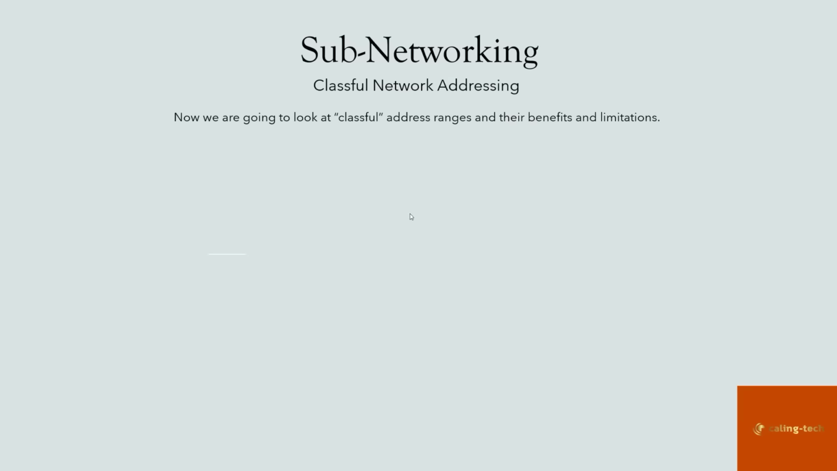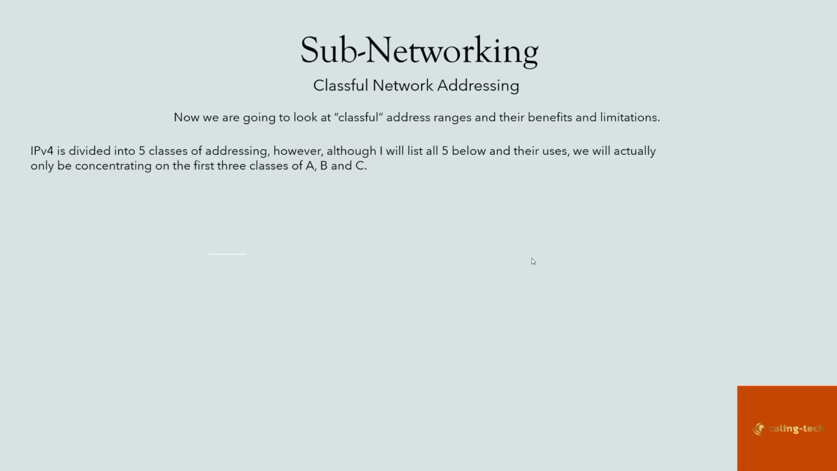Now we're going to take a look at classful network addressing. So we're going to have a look at the classful address ranges, their benefits, and their limitations. So IPv4 is divided into 5 classes of addressing. However, although I'm going to list all 5 below and their uses, we'll actually only be concentrating on the first 3 classes of A, B and C, because those are designed for hosts. So we'll have a look at those 3 in great detail, but here's the list of 5.